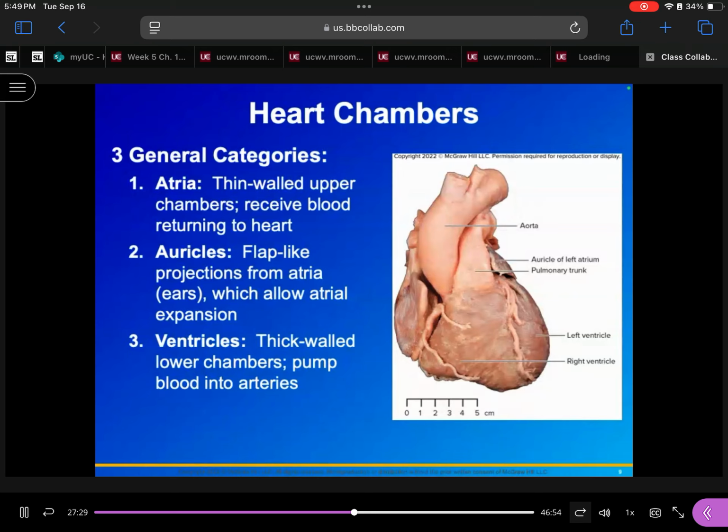Or you just remember hearing the term? Hearing it? This was the auricle. So the auricle or the pinna. So these are the ears of the heart.